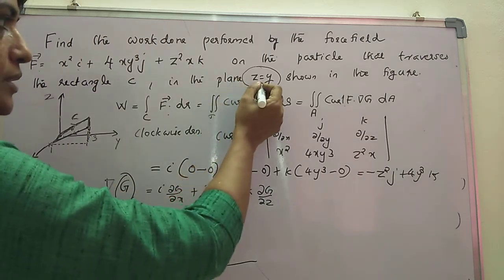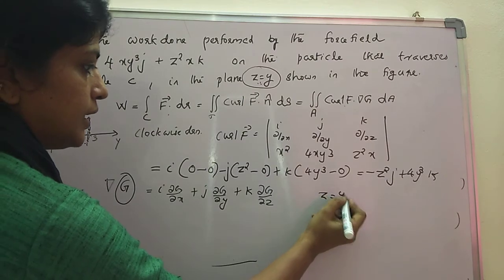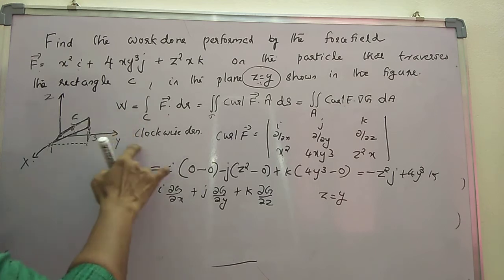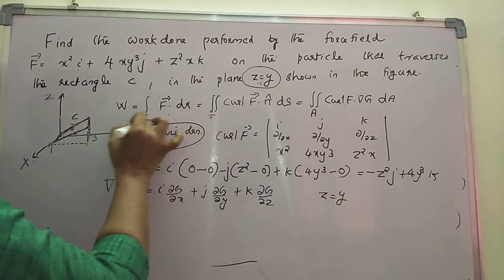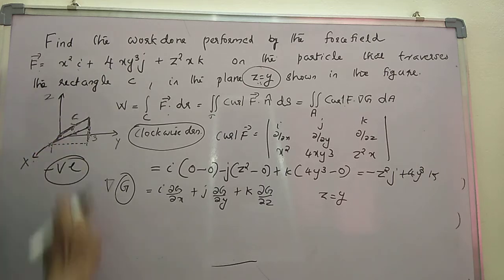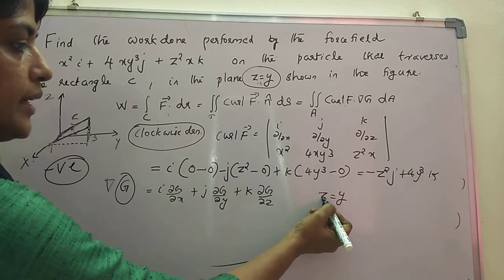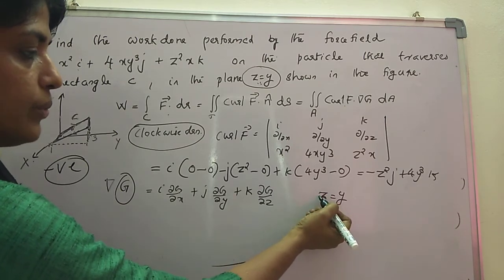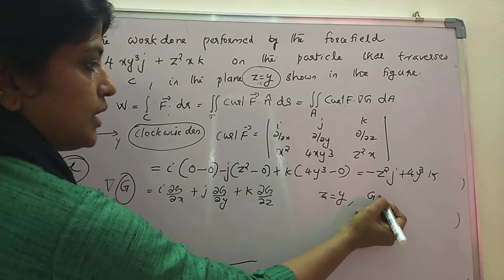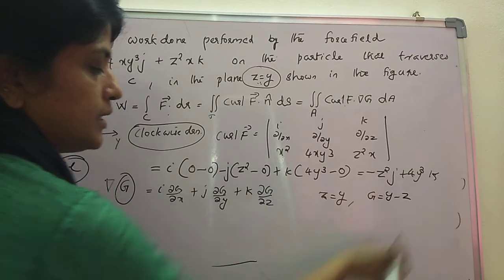The surface is the plane z = y, and how we take g depends upon the direction. If it is in the clockwise direction, we have also seen that it is the negative orientation, or negative z direction, when taking the normal to the curve. So in order to get a negative z orientation, we should take g = y minus z.